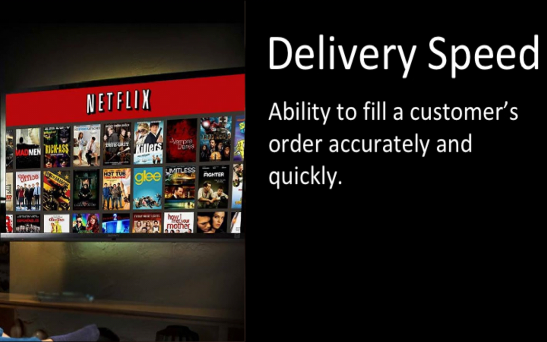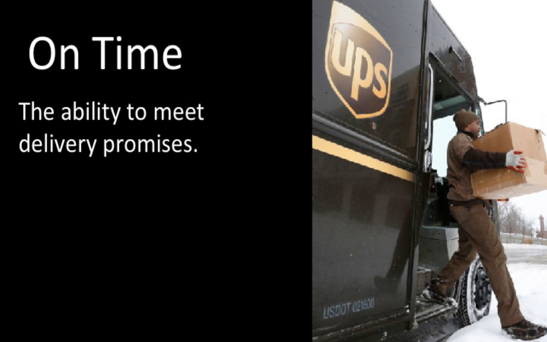Delivery speed is the ability to fill a customer's order quickly. Netflix is an example of delivery speed by providing a huge catalog of movies that can be delivered with the touch of a button. A very different experience than going to a Blockbuster years ago. On-time delivery is the ability to meet delivery promises.